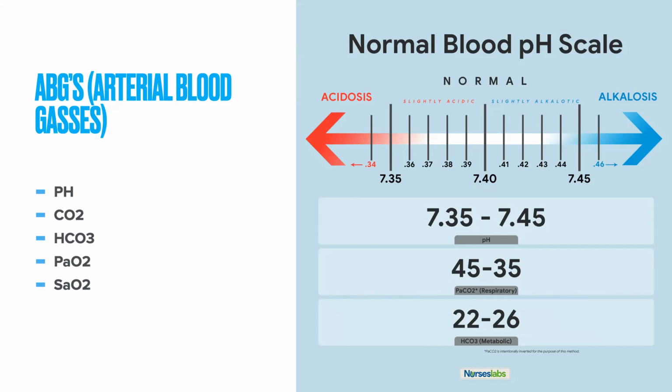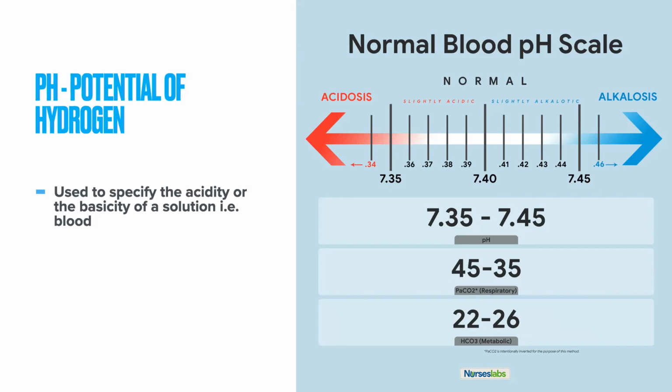Okay, so 7.35 is on the lower end, right? And that is leaning towards acidosis. If you have an increase in PaCO2, you're going to be on the acidosis side. And then if you have a decrease in your bicarb, you're going to be on the acidosis side. Okay. So again, following pH, if you have an increased pH, you're going to see alkalosis. Decrease in PaCO2, you're going to see alkalosis. And increase in bicarb, you're going to see alkalosis. Does everyone kind of understand that? Okay.